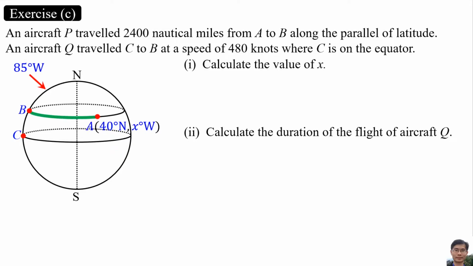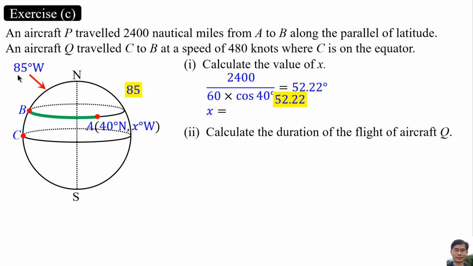Distance from A to B is 2,400 nautical miles, so we need to change it into angle. So 2,400 divided by 60 and divided by cos 40 degree, and we get 52.22 degree. So from B to A is 52.22 degree, and the longitude of B is 85 degree west. So x is 85 minus 52.22 equals 32.78.